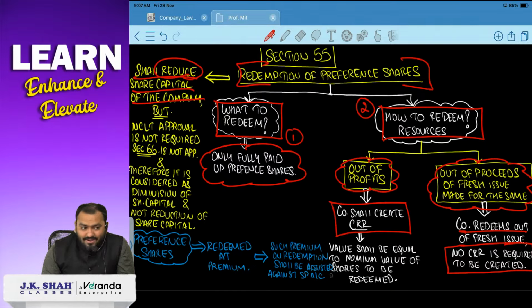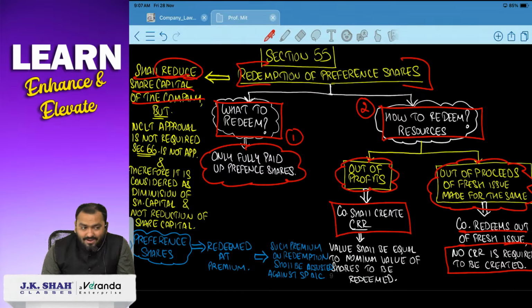But have you understood what I told you? See, we are talking about fall in share capital. But fall in share capital means share capital is going down, means reduction. But there are many reasons by which share capital goes down, by the way: buyback of shares, redemption of preference shares.